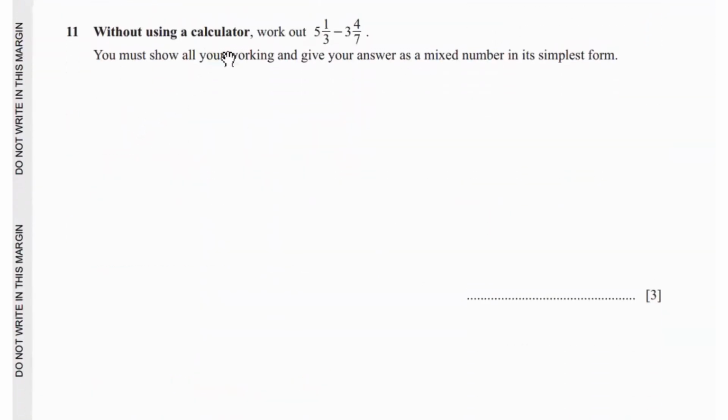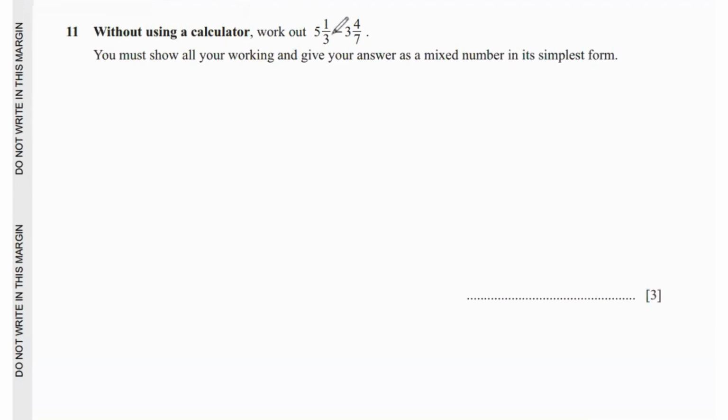Next question says, without using a calculator, work out 5 and 1/3 minus 3 and 4/7. You must show all your working and give your answer as a mixed number in simplest form. So first things first, we need to convert the mixed numbers into improper fractions.